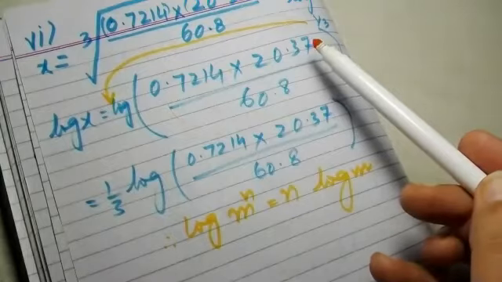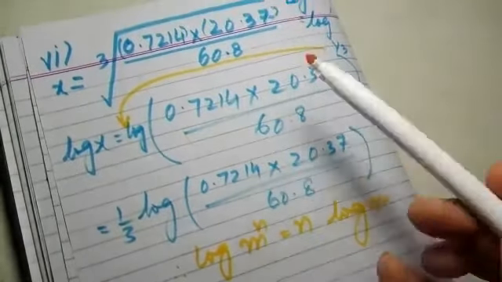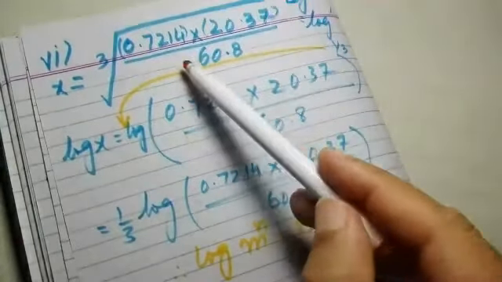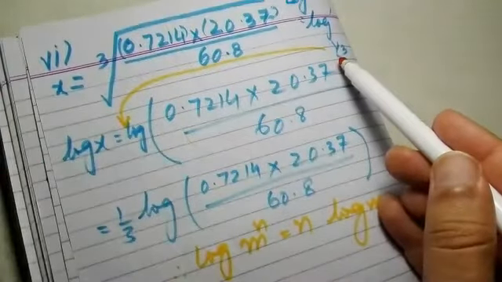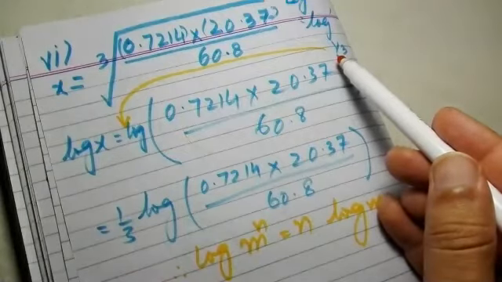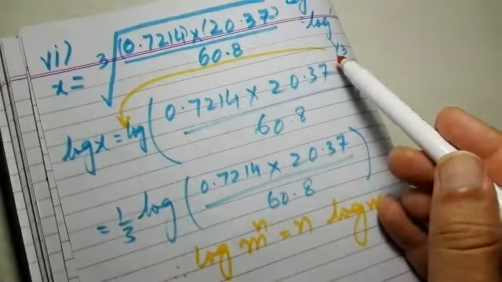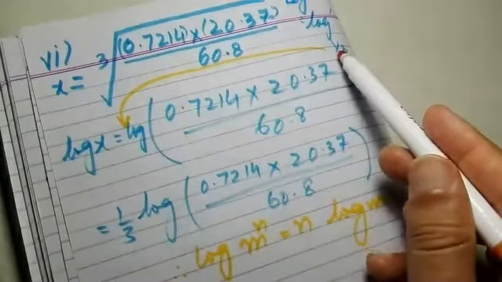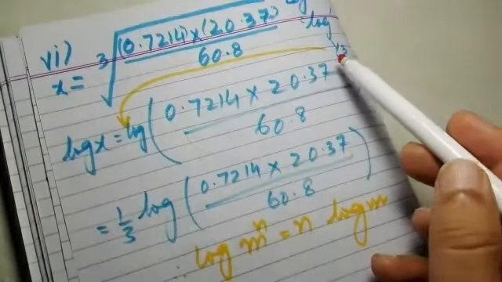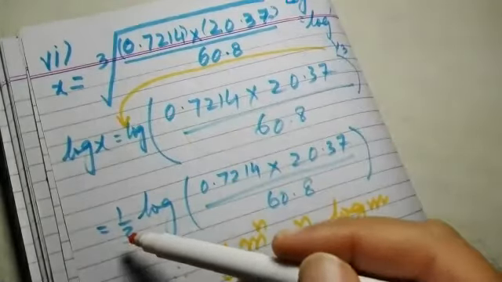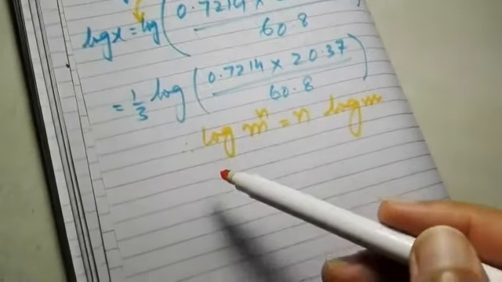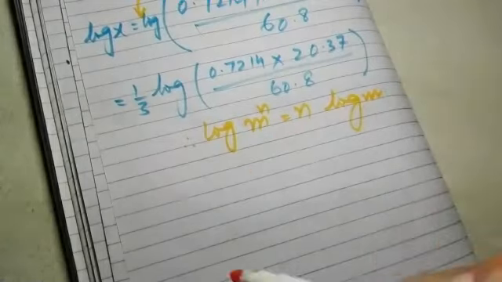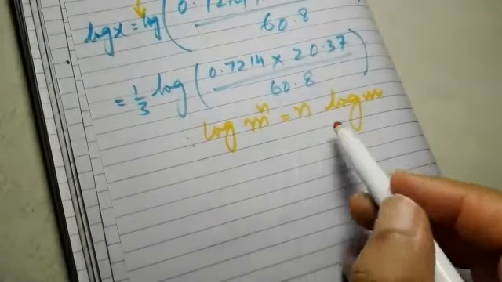If you find a question like this one, in which the whole fraction or any other term is enclosed within a single exponent, always use the third law first, because you have to bring this whole fraction out of this power. So 1 by 3 will become the multiple of log, and it is used because of this law. This is the third law. Normally you write it like this one.